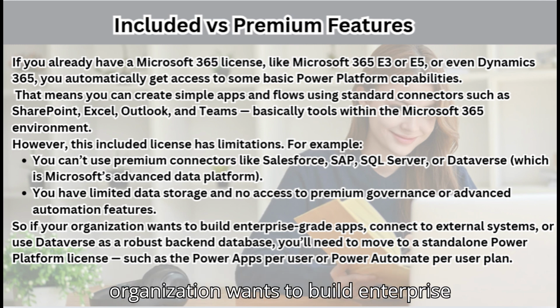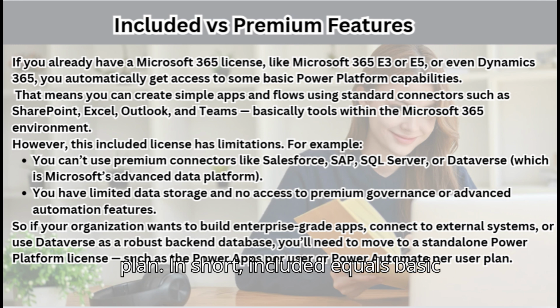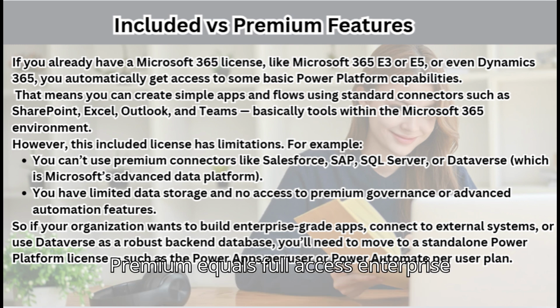So if your organization wants to build enterprise-grade apps, connect to external systems, or use Dataverse as a robust backend database, you'll need to move to a standalone Power Platform license, such as the Power Apps per User or Power Automate per User plan. In short, included equals basic features within Microsoft 365 tools. Premium equals full access, enterprise connectors, and advanced capabilities.